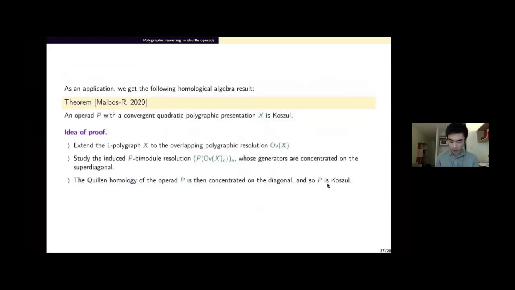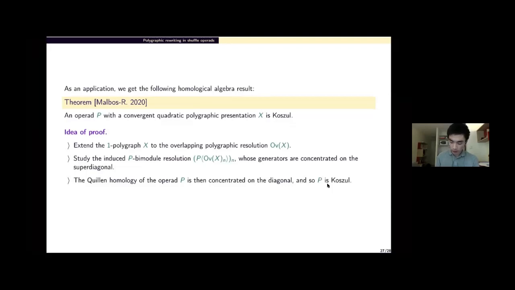So I would end with this homological algebra result, where an operad P with a convergent quadratic polygraphic presentation is Koszul. So quadratic means that the generating one cells have source and target of size 2. There are only 2 inner vertices. For example, Lie has this. And Koszul is a certain homological property which says that we have a way to calculate a minimal model.